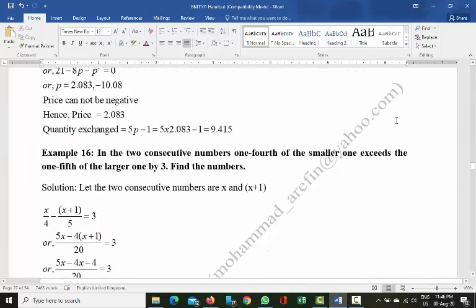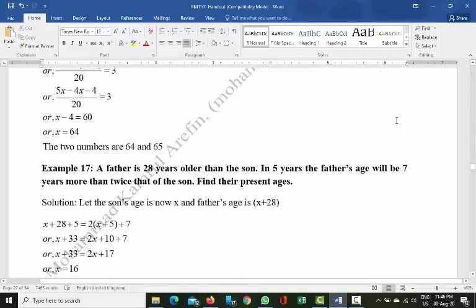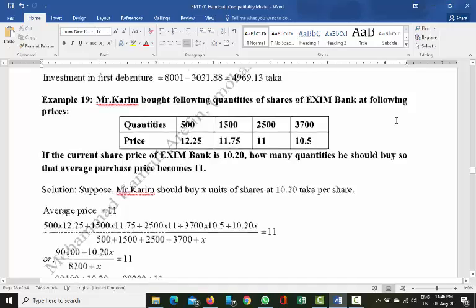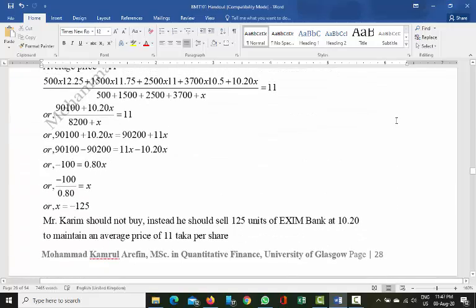Example 15, example 16, 17, 18, 19: these problems you solve at your home. If you find any problem, you can contact me over Skype, over WhatsApp, over Messenger, or you can ask me in the class also.